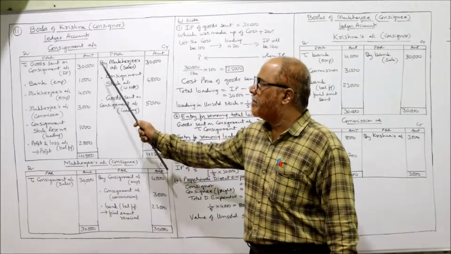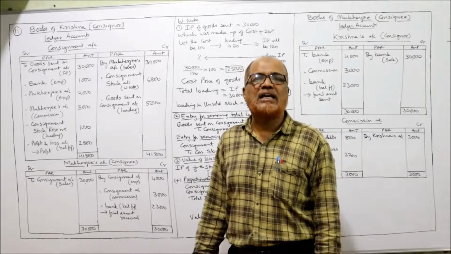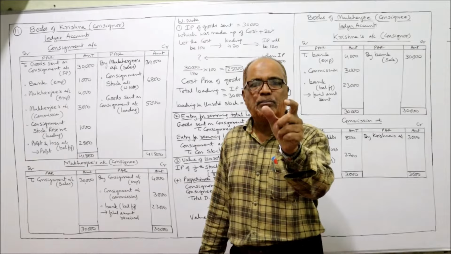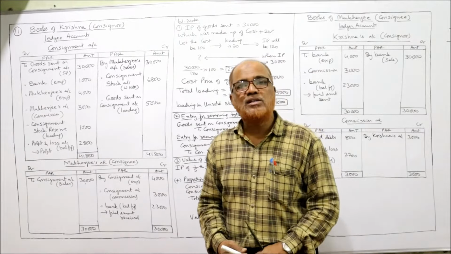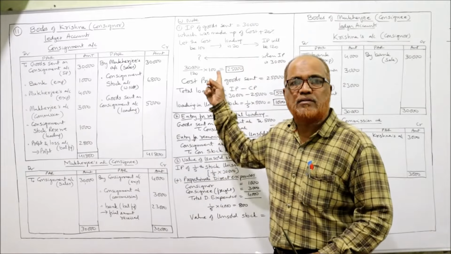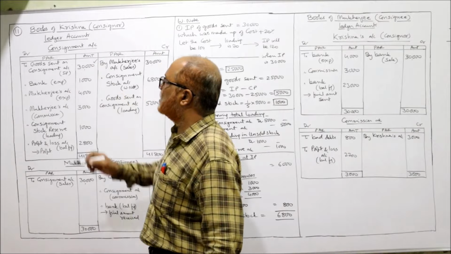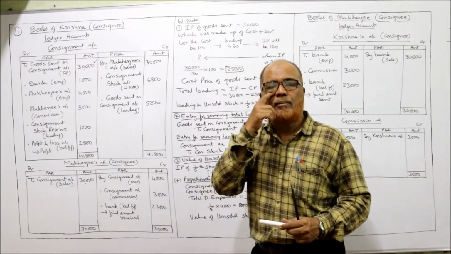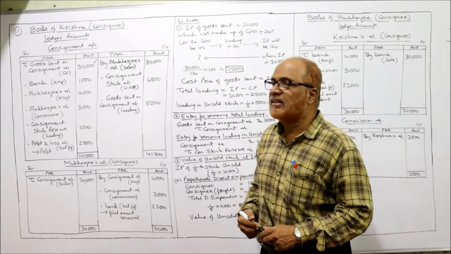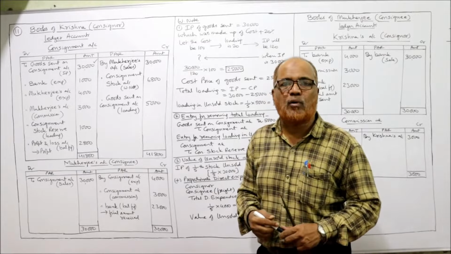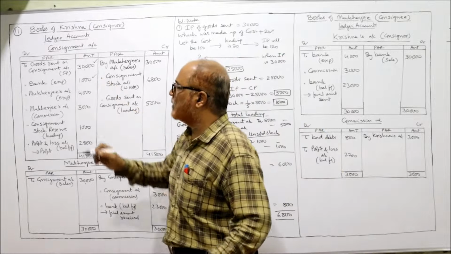Anyway, first entry. When goods are sent by consignor to consignee, the entry will be consignment account debit to goods sent on consignment at invoice price. What is the invoice price? 30,000 is the invoice price. So consignment account debit side to goods sent on consignment, 30,000. First entry completed. Second entry, expenses paid by Krishna. Krishna has spent 1,000 rupees on packing and forwarding. So consignment account debit to bank.